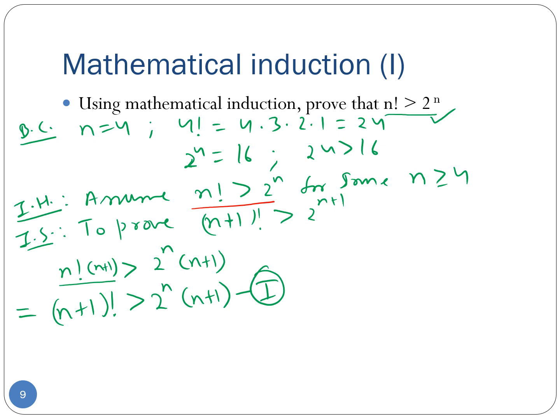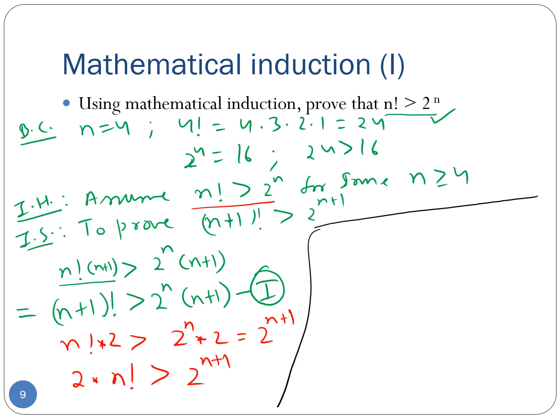Now let's again go back to our inductive hypothesis, and this time instead of multiplying both sides by n plus 1, let's multiply both sides by 2. So n factorial into 2, and 2 to the power n into 2, which is basically 2 to the power n plus 1. Now this means 2 times n factorial should be greater than 2 to the power n plus 1. Let's remember this as our second result.